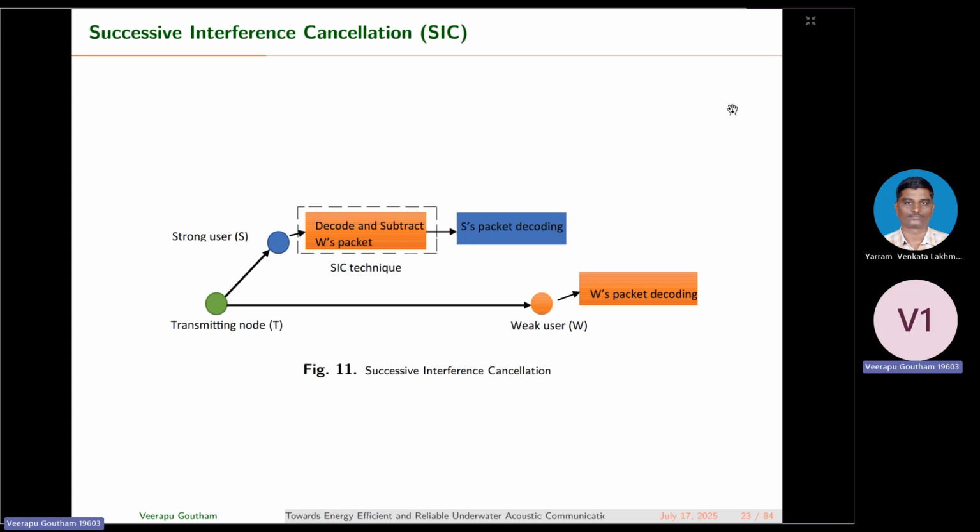Okay, this entire combination of superposition and successive interference cancellation is mainly available in non-orthogonal multiple access. By using this only, we are able to implement non-orthogonal multiple access.